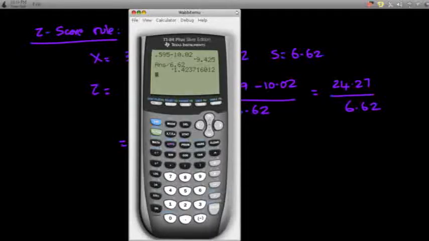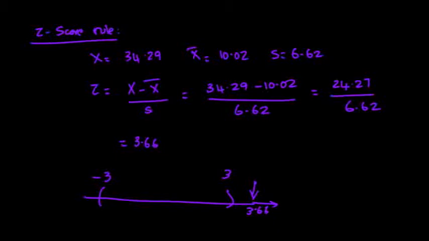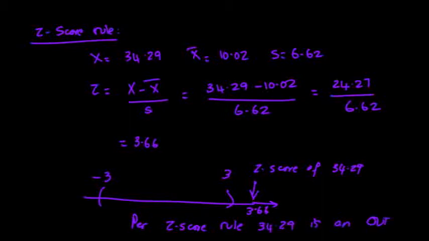So 24.27 divided by 6.62 is 3.66. So it is 3.66. According to our rule, if it lies between -3 and +3, it is not an outlier. If it lies outside of this range, then it is an outlier. Clearly, the z-score of this observation, 34.29, lies over there, 3.66. So, per z-score rule, 34.29 is an outlier.